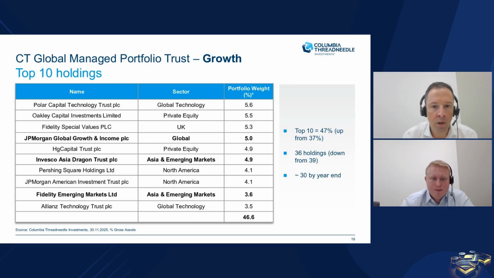The top 10 of the growth portfolio is currently 47%, and that's moved up from 37% in May. The number of holdings has gone down to 36 from 39, and that is something that we said we would do. We were going to reduce the number of holdings and move into higher conviction positions. By the end of the financial year in May, we expect to be at around 30 names in the portfolio.